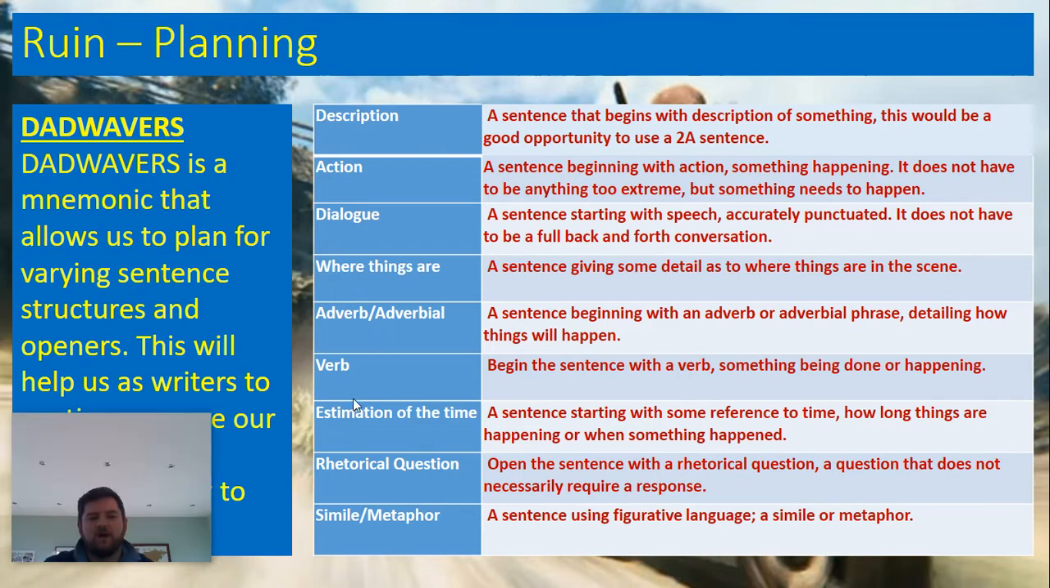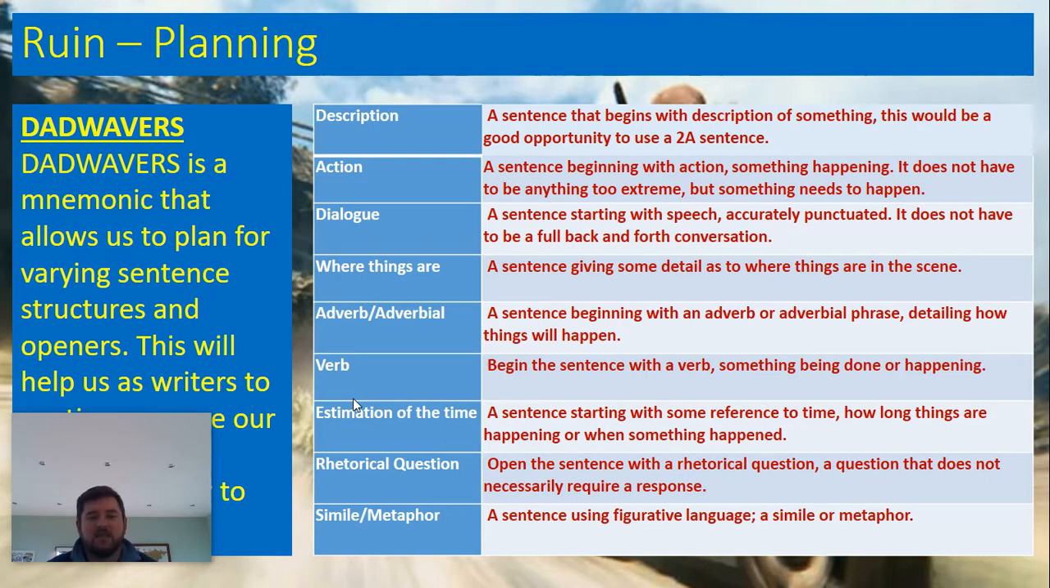An adverb or adverbial phrase, so a sentence beginning with an adverb or adverbial phrase detailing how things will happen. A verb, begin the sentence with a verb, something being done or happening. Okay, so you're looking for an ing opener is a really good way to go, and a really good opportunity for you to get your head around what that means when we say a verb to open your sentence.